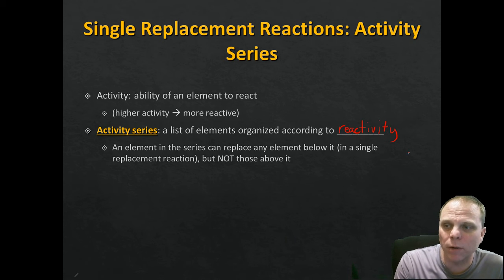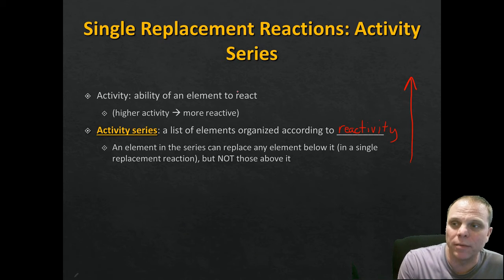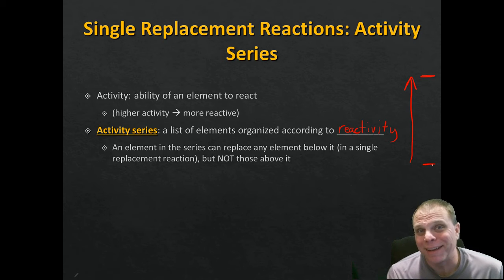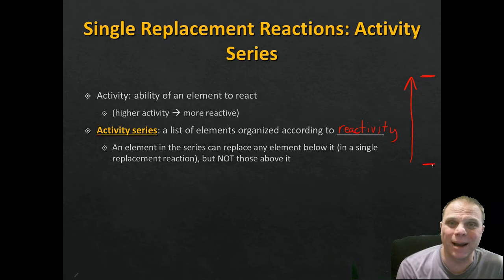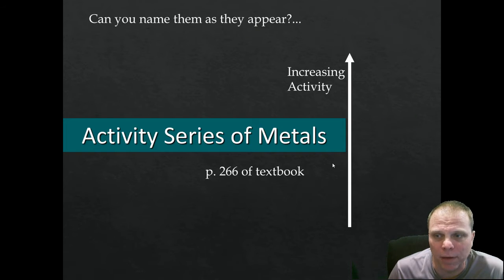So the list that we're going to show you has a general trend. It shows the most active ones up here and then the least active ones down there. I will tell you that I have seen the table flipped before, where the arrow is pointing down. I saw it on an AP test. They were just being tricky. So you've got to watch out for that kind of stuff if you ever take AP. But for the most part, all of these are up, and so the most active will be up on top. An element in the series can replace any element below it in a single replacement reaction, but not those that are above it.